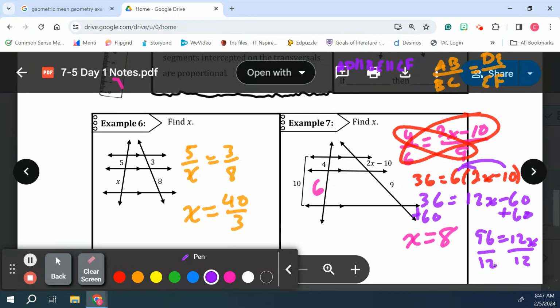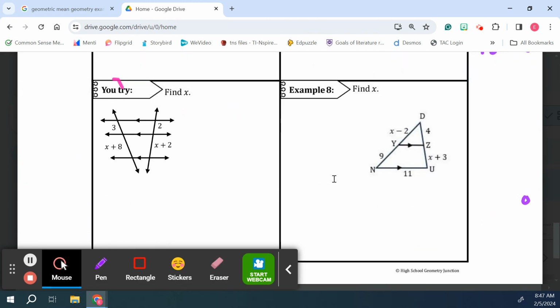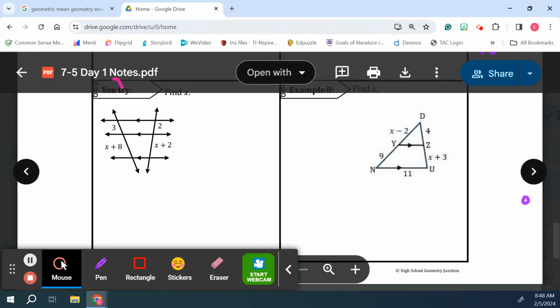All right, I want you guys to do the you try it on your own. And I want you to give example 8 a shot. Example 8? No, that's a straight side splitter. Ignore that. But the you try is the corollary. Let's give example 8 a shot. This is the same thing.